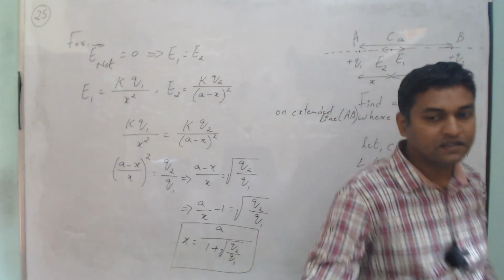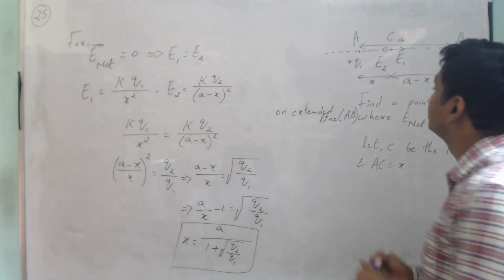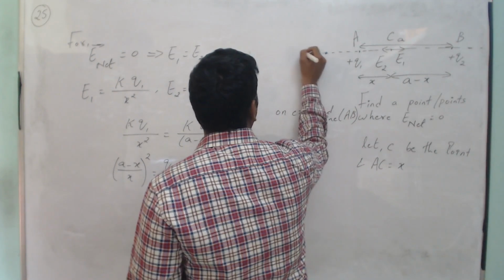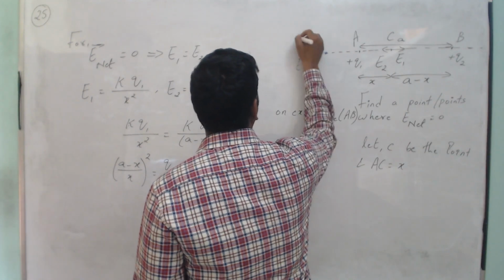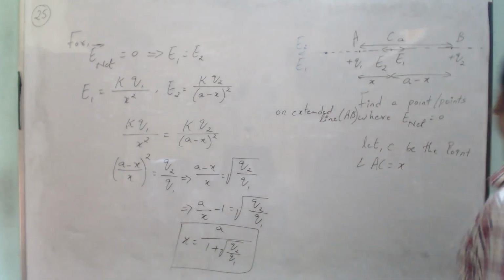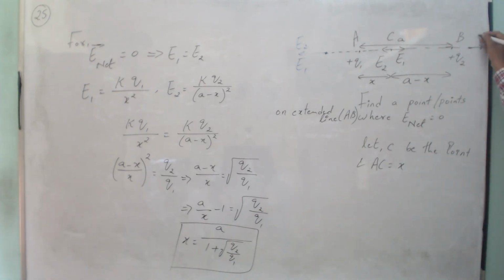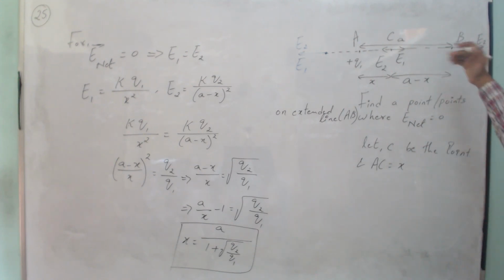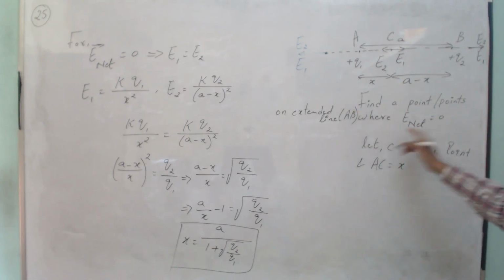See, if you choose a point on the left side, the electric field due to q1 is in the same direction and due to q2 is also in the same direction. If we choose a point on the right side of b, the electric field due to q1 and q2 are in the same direction. So to the left of a or to the right of b, it's impossible to attain equilibrium, or let's say attain zero electric field.